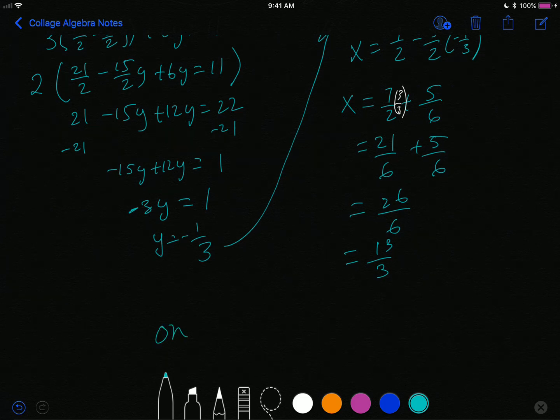So I get my one solution, which is, x comes first, 13 over 3, comma negative 1 over 3.